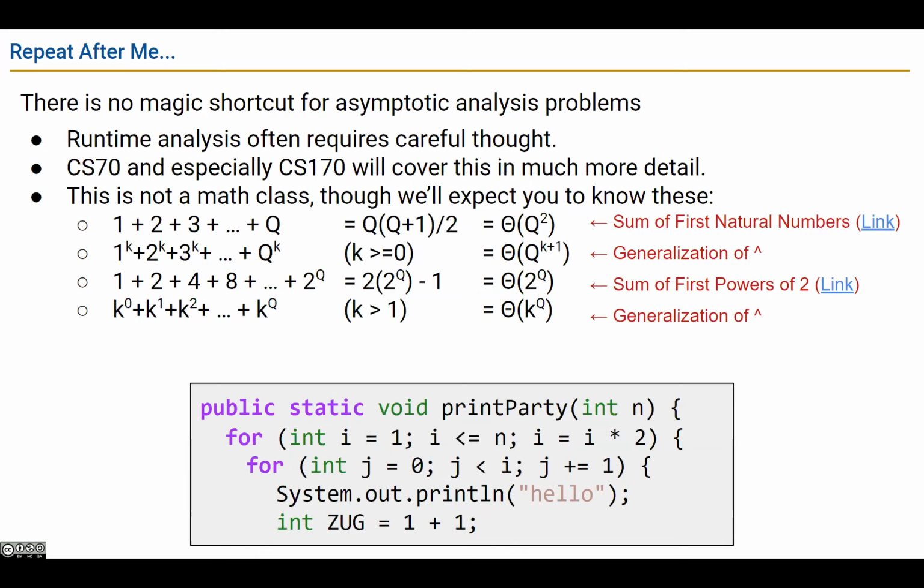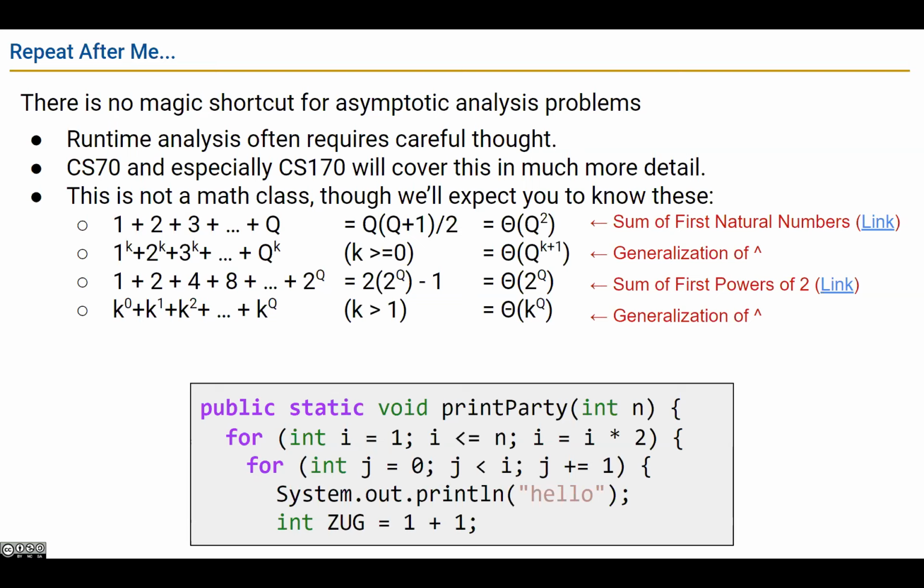This isn't considered a math class, but we will expect you to know these 4 equations. Namely, if you add up the sequence of natural numbers, 1, 2, 3, 4, 5, 6, 7, up to n, then you get about n squared. As a generalization of that, if you do 1 squared plus 2 squared plus 3 squared plus 4 squared, that adds up to n cubed. If you do 1 to the 3 plus 2 to the 3 plus 3 to the 3, all the way up to n to the 3, that adds up to n to the 4th.